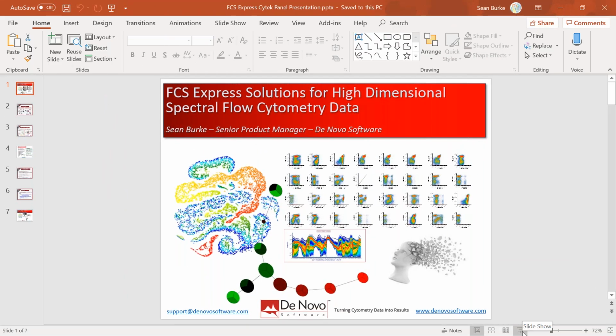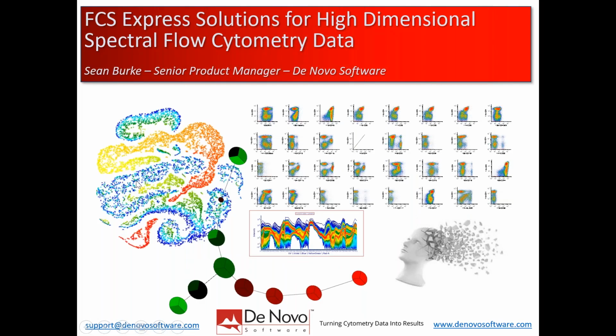All right, great. Yeah, so thanks again for putting this together, the team at Cytek and Janelle in particular. It's really great to hear about a lot of these different types of tools that are available for folks to perform high dimensional data reduction. So again, my name's Sean Burke. I'm the Senior Product Manager at Novo Software, and what we're gonna be covering right now in the next half an hour or so is solutions in FCS Express for high dimensional spectral flow cytometry data.